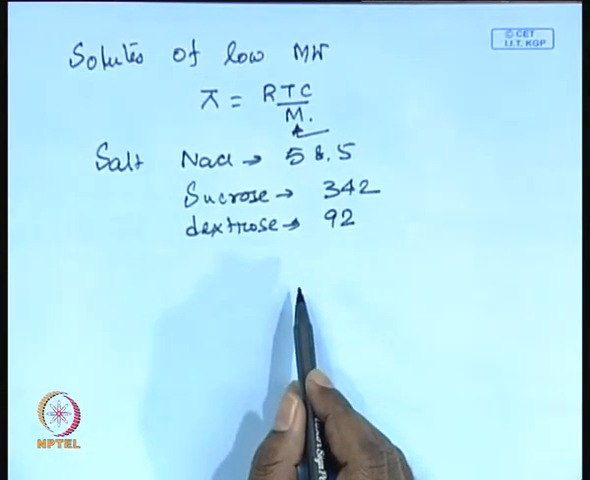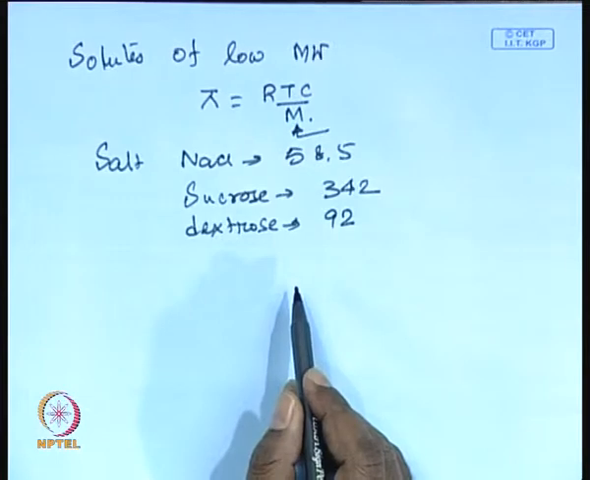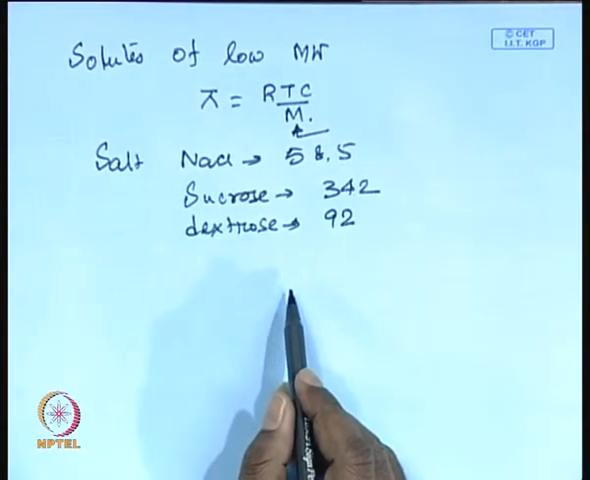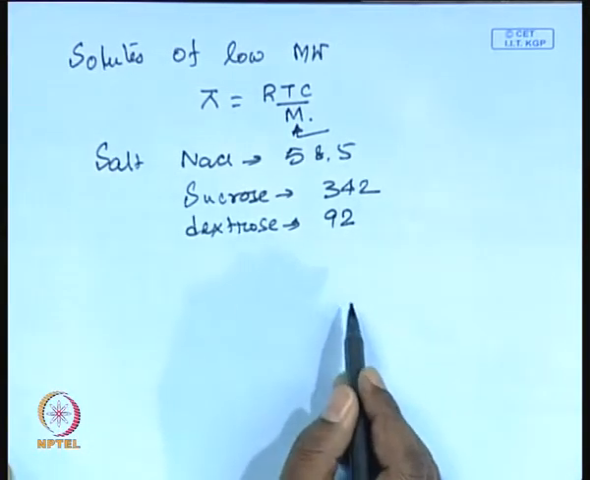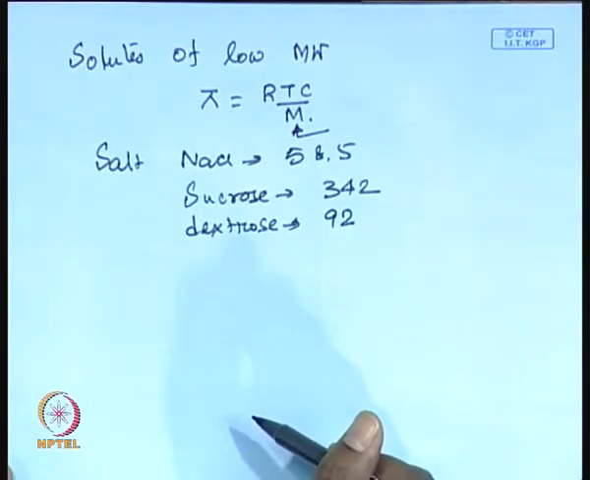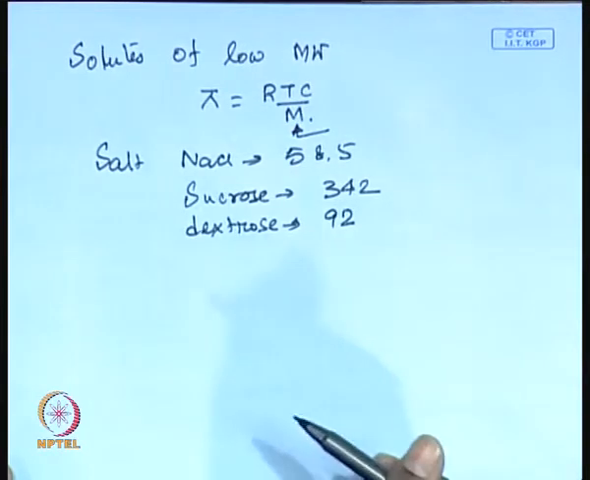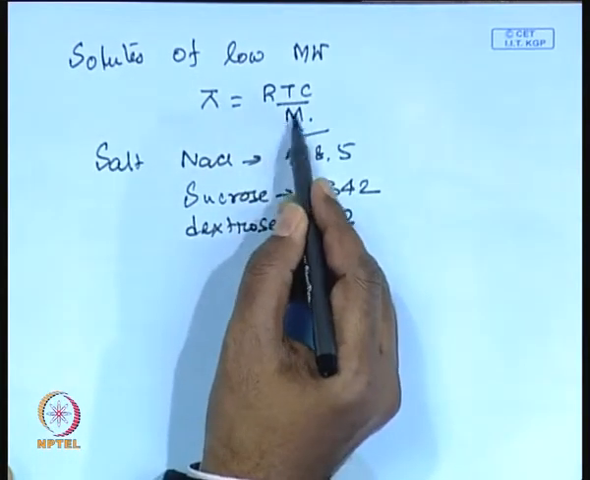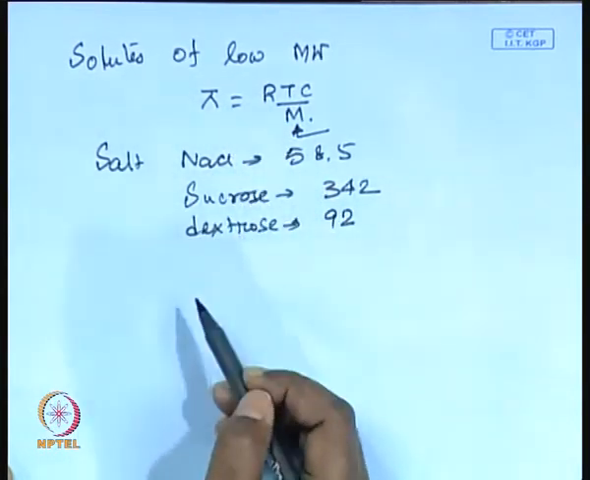For the charged proteins which have a high molecular weight, for example 70,000, 80,000, because of the charge effect and other interactions, the osmotic pressure can be very high. If you are talking of uncharged solutes, for example polysaccharides, dextran and things like that of very high molecular weight, the denominator becomes very large. In that case, osmotic pressure will be negligible.